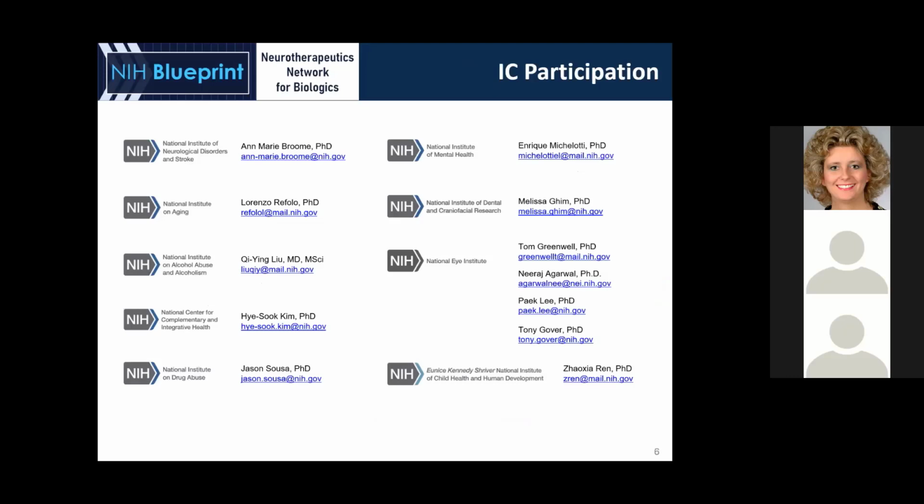Our BPN-Biologics program shares a trans-NIH program with 9 participating institutes, as shown here. And the reps are as shown and are your point of contact when you first think to examine or apply to our PARs.